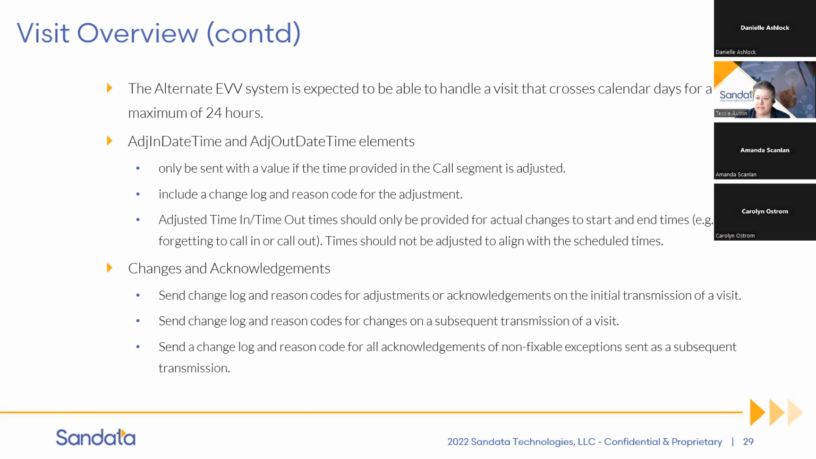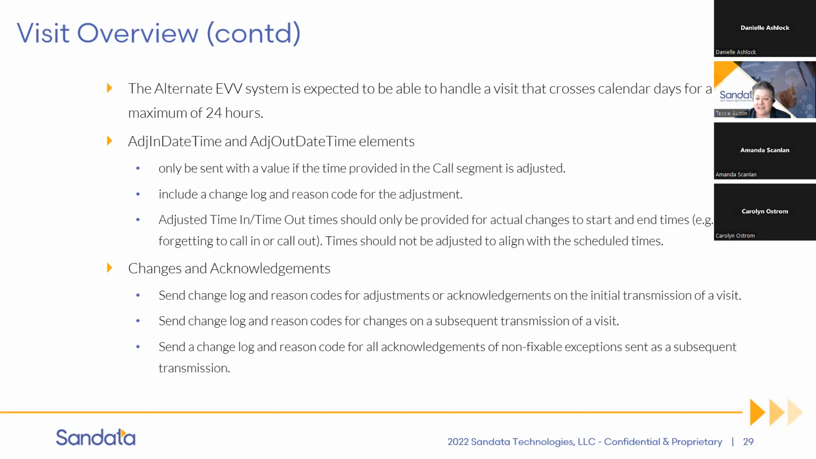So I know there are some visits that occur like that. Adjusted in date time and adjusted out date time elements: a big piece of this is that they're only meant to be sent if there's an adjustment. We don't expect those in a visit that's electronically captured where there are no adjustments to be made. And we're also not looking for them to be adjusted to align with the schedules. So that's a reminder. Again, just harping on this, and maybe beating a dead horse, sorry about that.